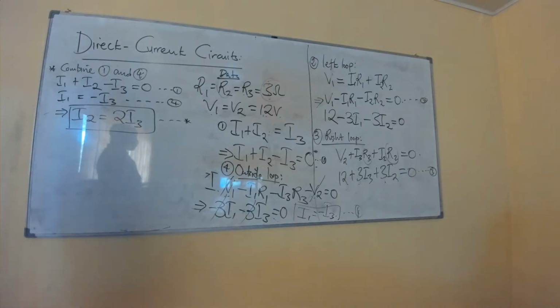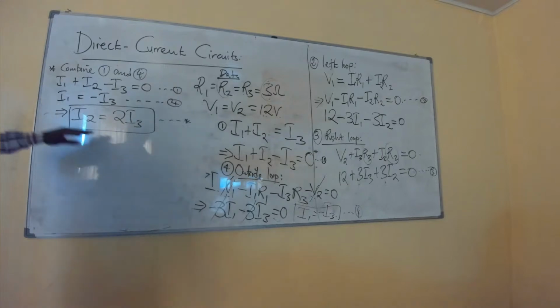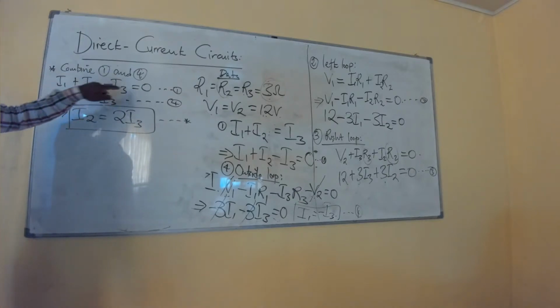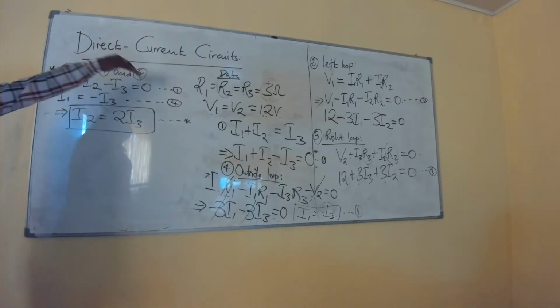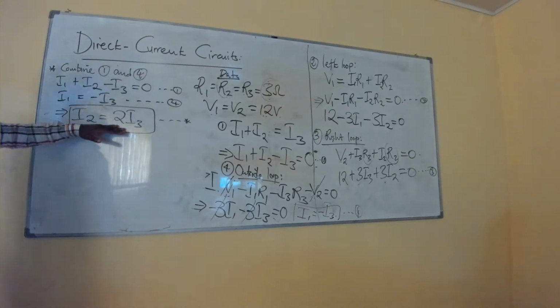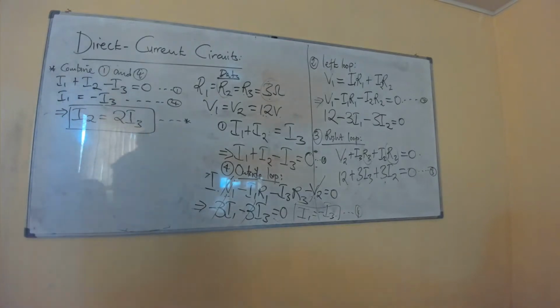Then when we combine, of course, after we have this, we know that from here what we have done is that where there is I1, we have put minus I3. So this minus I3 minus I3 becomes minus 2 I3. Then we take it on the other side, which becomes positive. That's where we are.